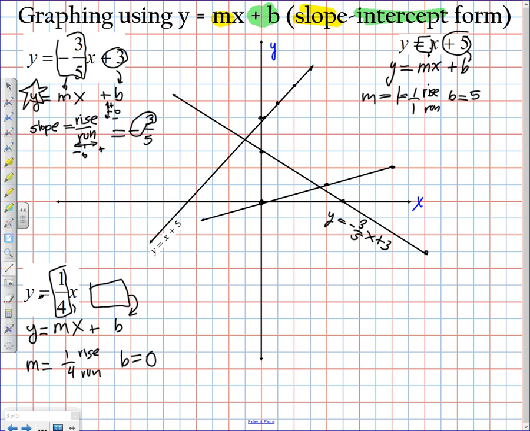So the equation of this line will be, that's the equation. So make this smaller, and then turn around. So that is the equation y is equal to 1/4 x. Okay. So that's how you graph them if they are in slope-intercept form.